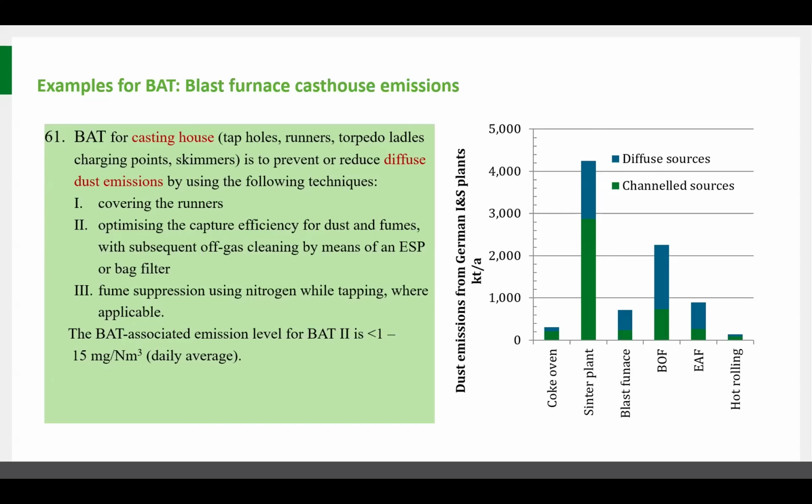And in the columns, the lower ones are the emissions from channeled sources, and the upper ones are from diffuse sources. And when you look at the columns, the figures given for the blast furnace, you see that two thirds of the dust emissions are diffuse. So the essential point is to capture the diffuse emissions. And only if you capture them appropriately, then it helps much to set a good emission level.